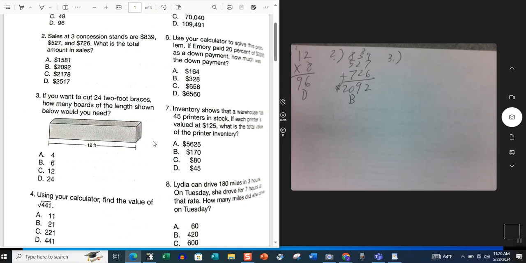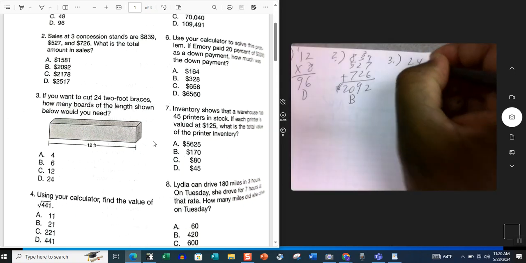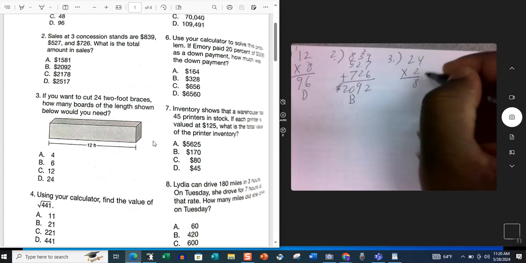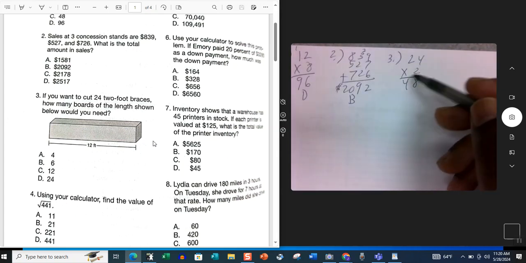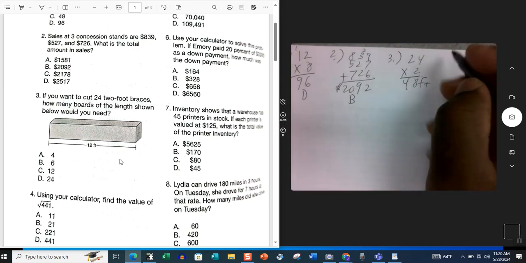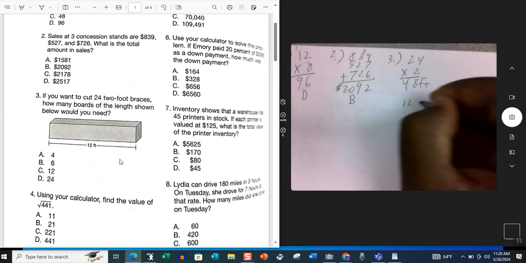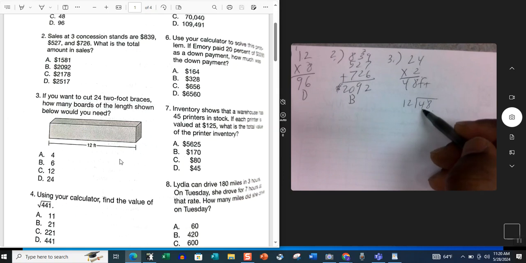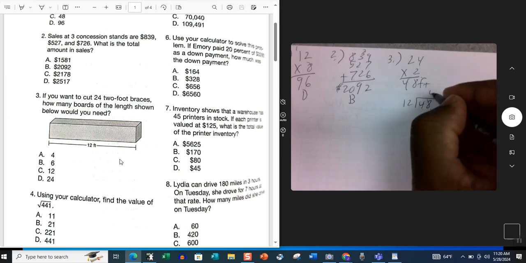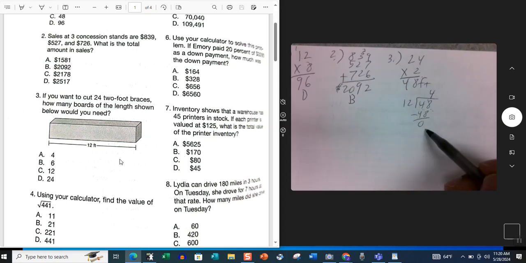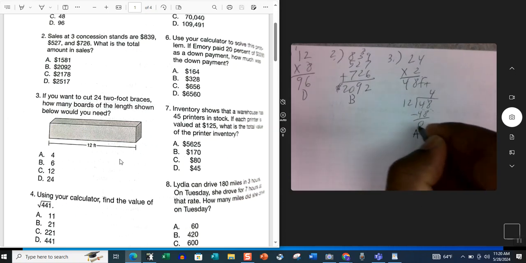Okay, so what we would have to do is this. You want to cut 24 2-foot braces. So we'll take 24 times 2, which would be 48. So we need 48 feet. Now we're given this brace that is 12 feet. So we would take 12 into 48. 12 goes into 4 0 times. 12 goes into 48 4 times. 4 times 12 is 48. You have nothing remaining, so your answer would be A, 4.